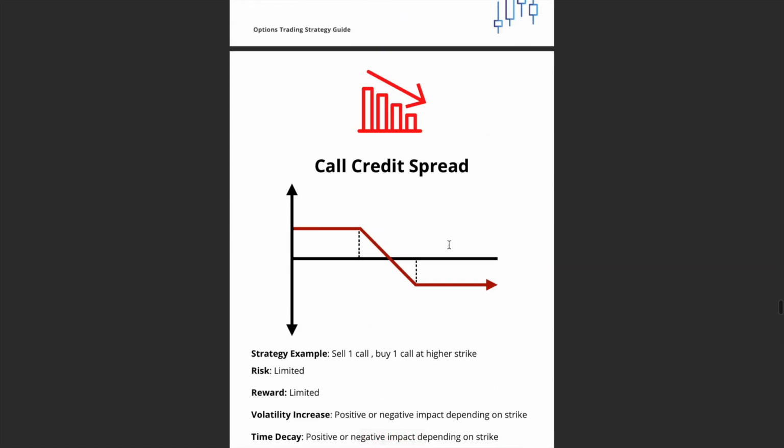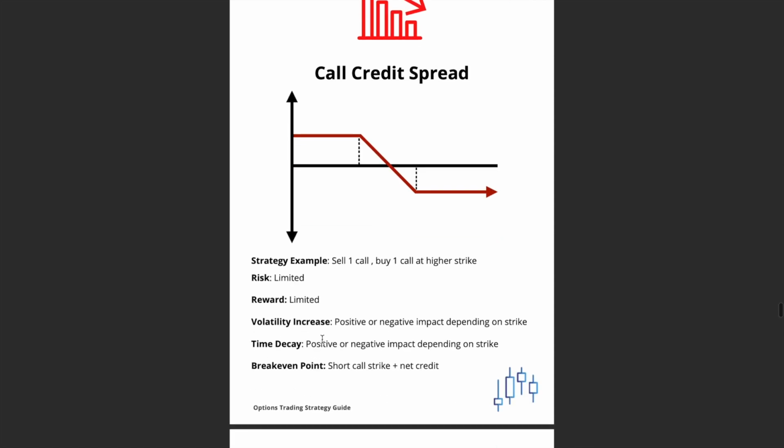So here we're basically focusing on the call credit spread. How we do that, as it says here, is sell one call and buy one call at a higher strike, and you can see that the risk is limited. The risk is limited to the premium you pay when you buy that option. You have to pay a premium for that, and that's the maximum risk this strategy is going to have.